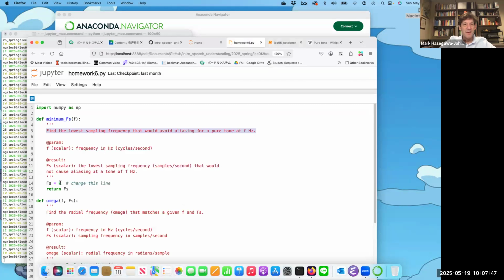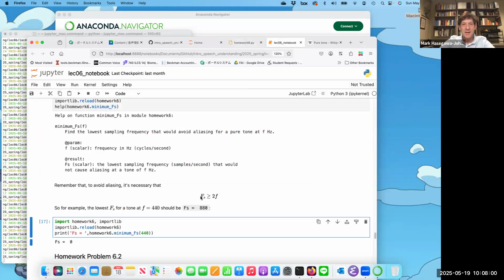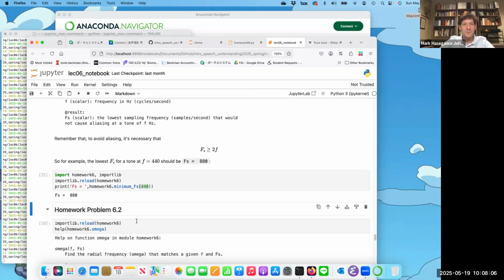So if we want fs to be the lowest sampling rate that would not cause aliasing, then it just needs to be 2 times f. That's just about as simple as it could possibly get. Let's run it and check to make sure that it makes sense. So if we enter minimum fs of 440, then we should get the answer 880. And there we do.